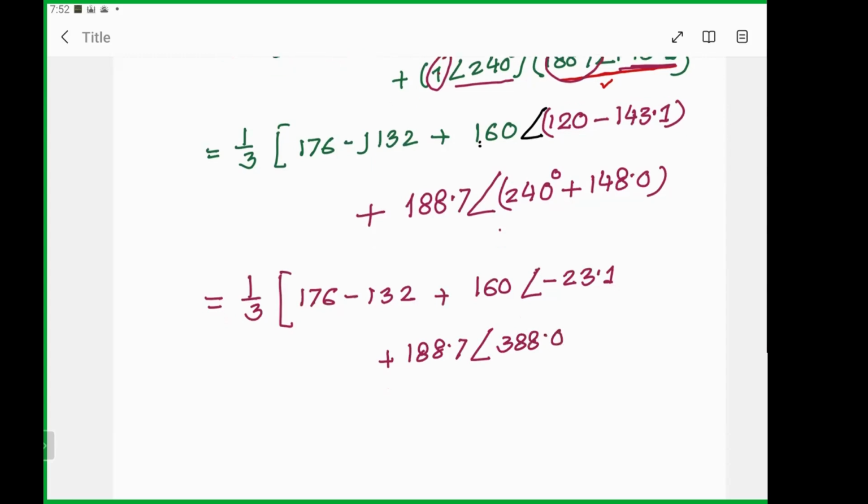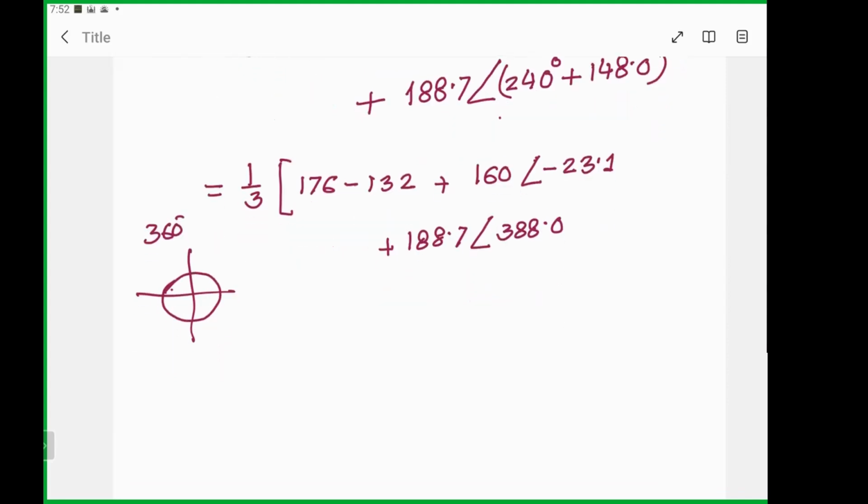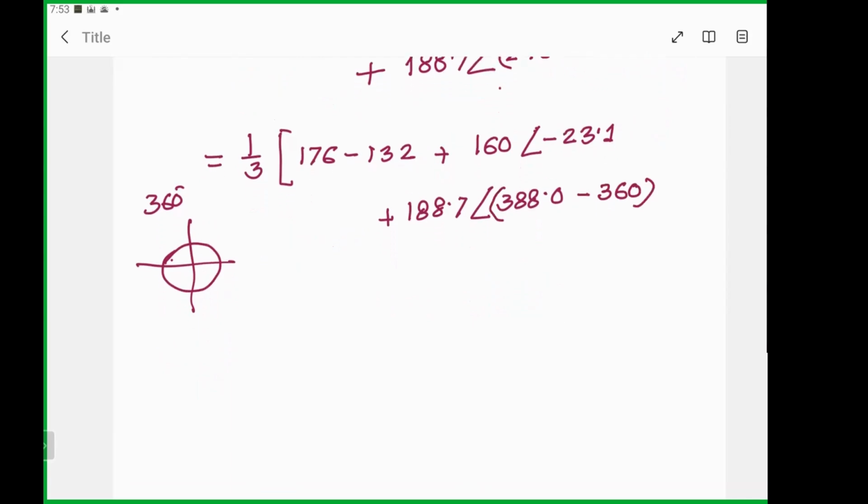388.0. So I can reduce because I know that the maximum angle can be 360, right? So I have 388, which means one complete rotation plus an angle. So I can just subtract 360 and then write down 28, or we can just keep it as it is. There is no harm. So we can just replace this one minus 360. So that will be the angle.